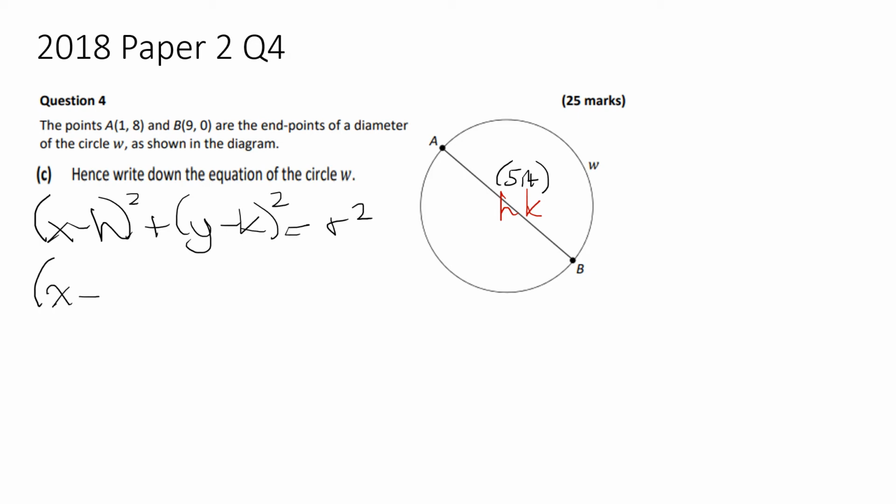Then you just sub it in. x remains the same, h comes from your center, and y remains the same, k comes from your center as well. And from the previous question we found out that it has a radius of the square root of 32.